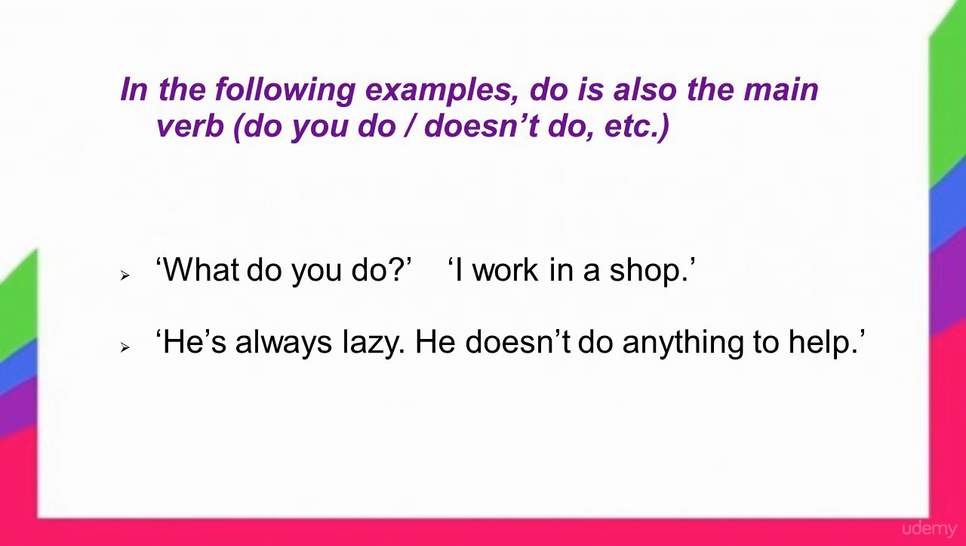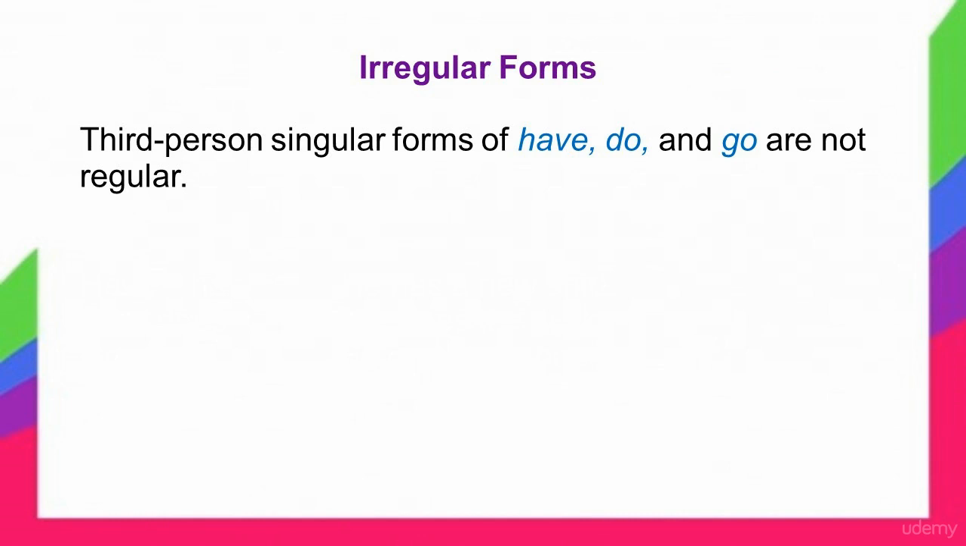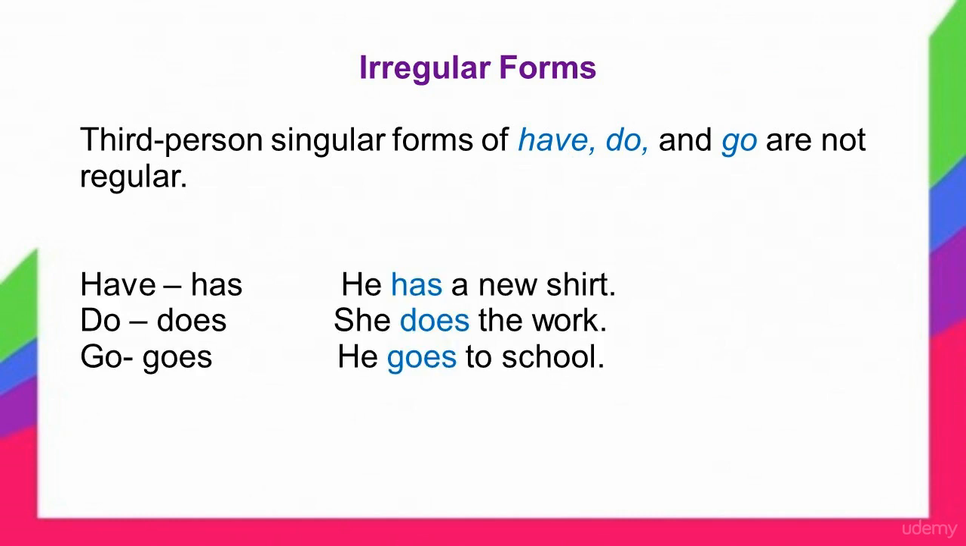Now let's look at the irregular forms. Third person singular forms of have, do and go are not regular. Have, has. He has a new shirt. Do, does. She does the work. Go, goes. He goes to school.